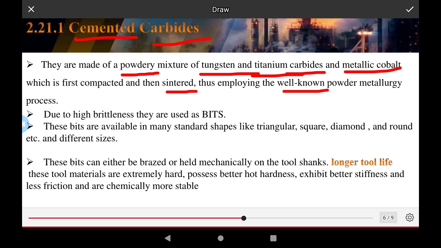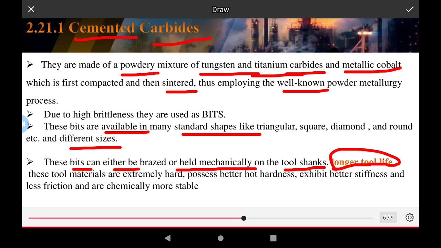These bits are available in many standard shapes like triangular, square, diamond, and round, in different sizes. These bits can either be brazed or held mechanically on the tool shank. Longer tool life of the carbide tool. These tool materials are extremely hard.